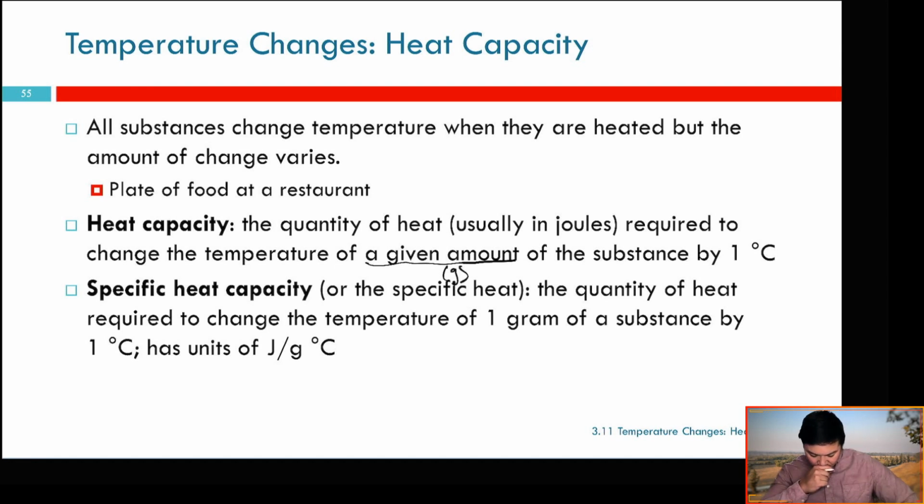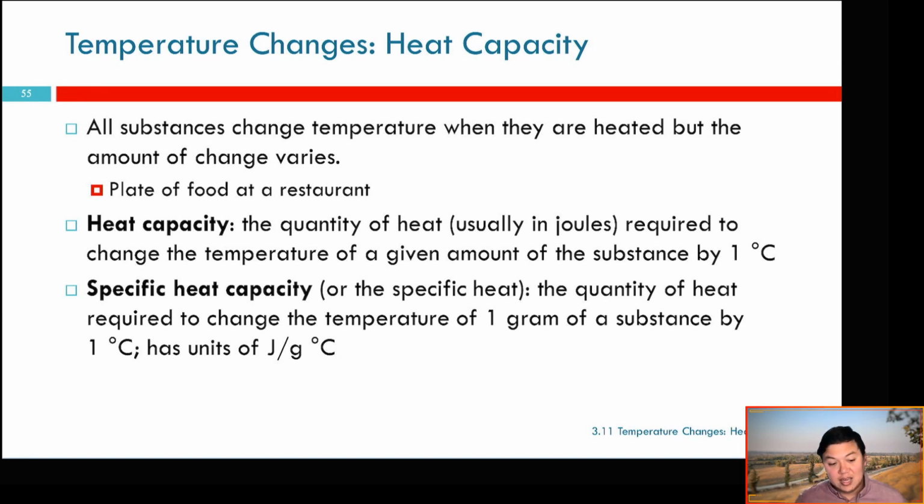Wait, hold on. Oh, sorry, that's the specific heat capacity. Use the specific heat capacity to find the heat capacity. I do take some argument with the way that these are named.